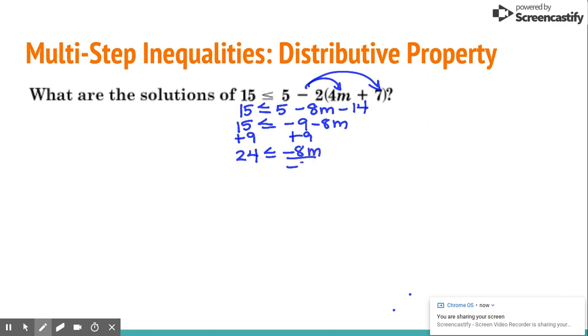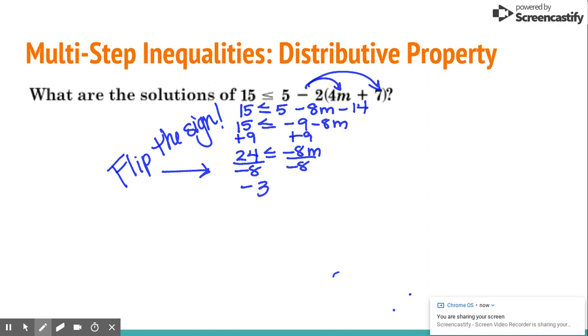Get m all by itself by dividing both sides by negative 8. Notice dividing by a negative. Flip the sign when you're dividing by a negative. So this turns into negative 3 is greater than or equal to m. Put that solution on a number line.